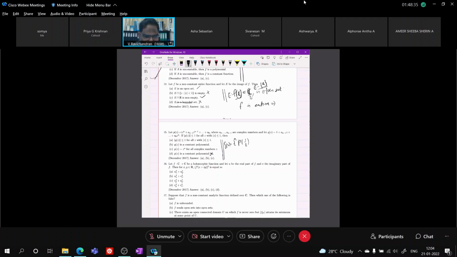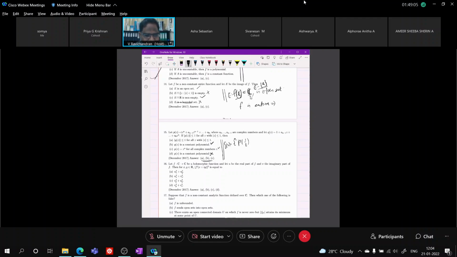So if this is true, naturally this will be true. If Q is a constant polynomial, then naturally Q will be 1 only. So mod Q will be less than or equal to 1 for all z with mod z less than or equal to 1. And therefore, if this is true, then all the three things are true. So that way you can guess that all the three things will follow.